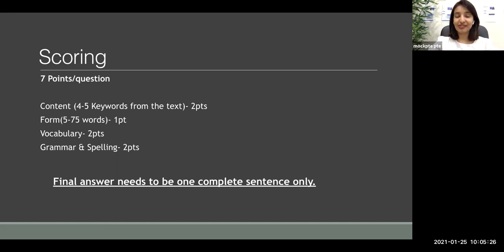You will get 0 out of 7 straight away, which is the reason why when you read the passage, whether you understood it or not, doesn't matter. Make sure you use minimum 4 to 5 keywords from the passage itself. Use the same words from the passage itself to get the 2 points for your content part.